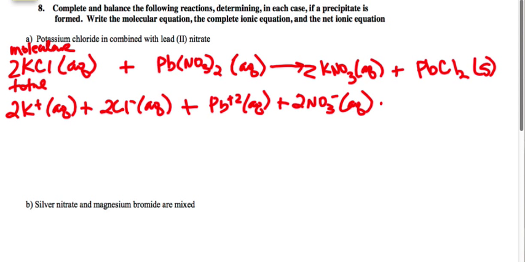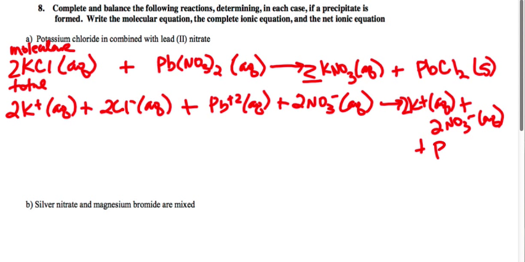So that gives us K plus aqueous. Oh, this was not balanced. Oh, there's the 2. Sorry, I thought that was part of the arrow. Here's my 2. 2 K plus aqueous plus 2 nitrates aqueous, and I don't touch the lead 2 chloride. I leave it alone because it's solid. Right here, this is the total ionic equation.